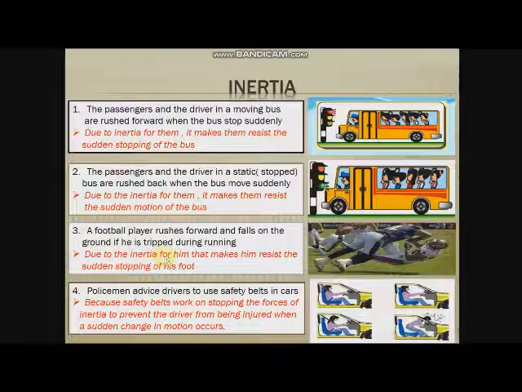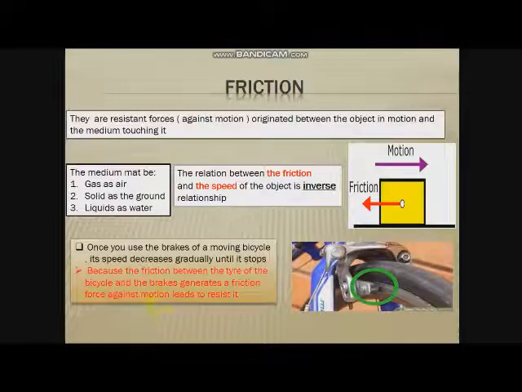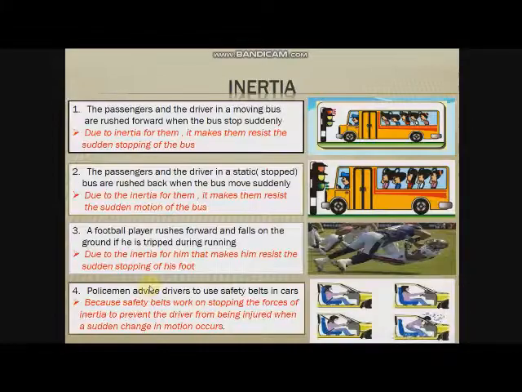Number two, the passengers and the drivers in the static bus, meaning a stopped bus, are rushed backwards when it moves suddenly, because due to inertia the body tries to resist the sudden change. The third example is for a football player.